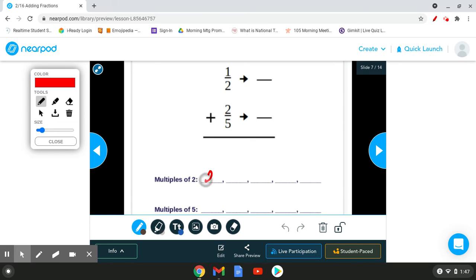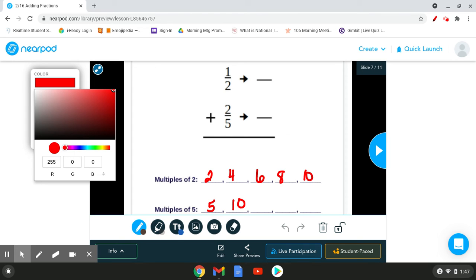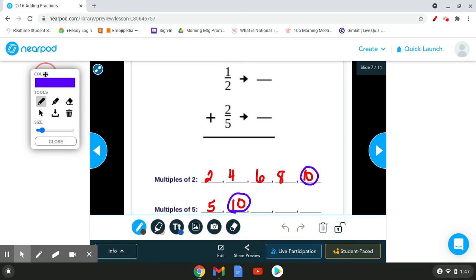Step 1, list our multiples and find a common denominator. Let's see, so we have 2, 4, 6, 8, 10. Now let's do it for 5. 5, 10. And guess what? Because I found the number that's on both lists, I don't have to go any further. I can actually just stop right here. So 10 is our common denominator. Again, it's a common denominator because it appears on both of the lists.